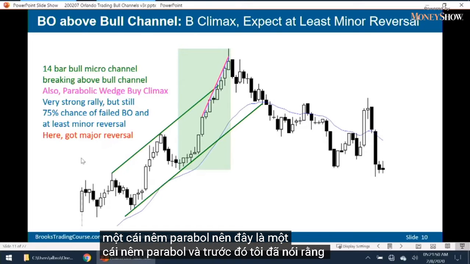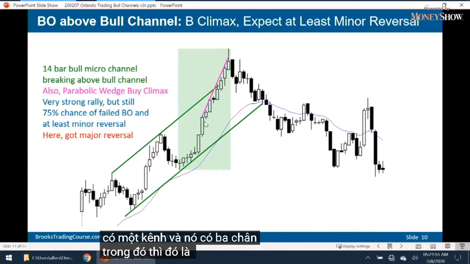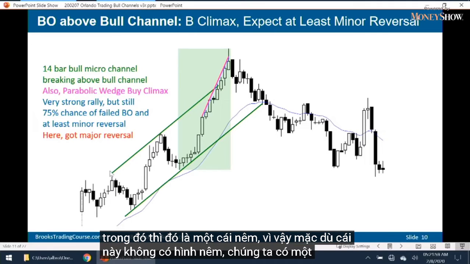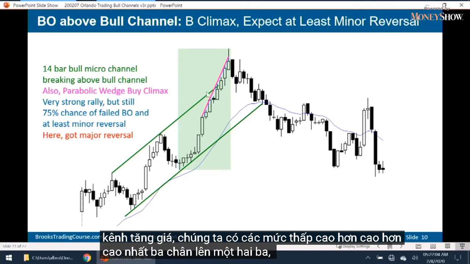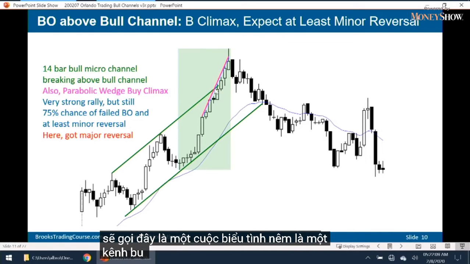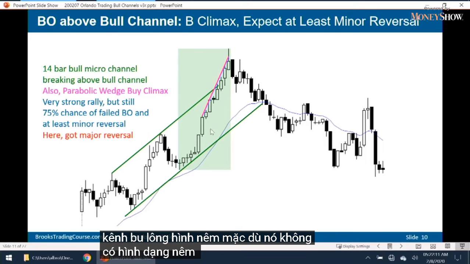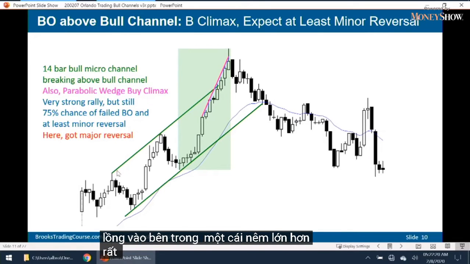And earlier I said that if you have a channel and it has 3 legs up in it, it's a wedge. So even though this does not have a wedge shape, we have a bull channel. We have higher lows, higher highs, 3 legs up, 1, 2, 3. So I would call this a wedge rally, a wedge bull channel, even though it does not have a wedge shape. And within it, the third leg up subdivided into a parabolic wedge. So you get a parabolic wedge nested within a bigger wedge. That is very, very climactic, and it's going to attract profit taking.